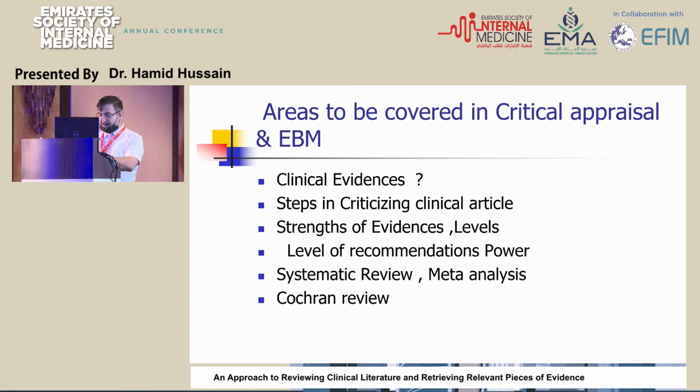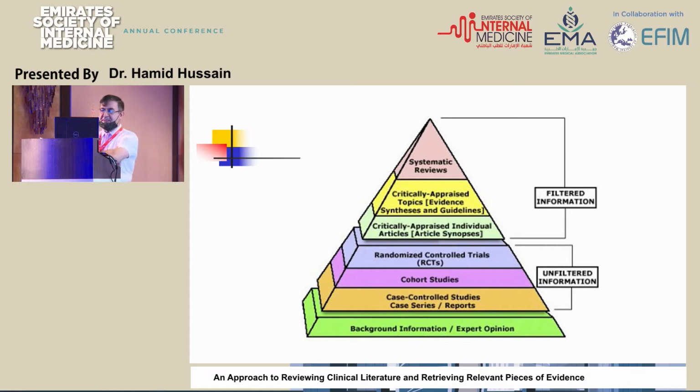In general, the literature is divided into two parts. The first part is the filtered literature, and the second part is the unfiltered literature. The filtered literature usually includes systematic reviews, critically appraised topics, evidence synthesis and guidelines, and critically appraised individual articles. The unfiltered information includes randomized controlled trials, cohort studies, case-control studies, case series reports, and we also have background information or expert opinion. So evidence-based medicine is divided into three areas: filtered information, unfiltered information, and expert opinion. All of them are very important, and we need to be aware of the details of each of these.